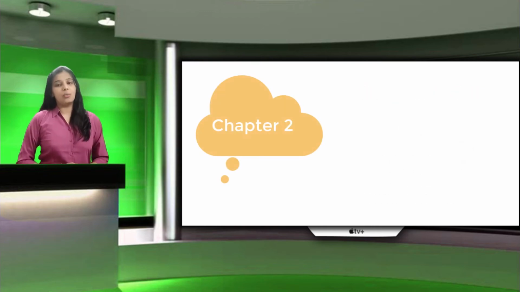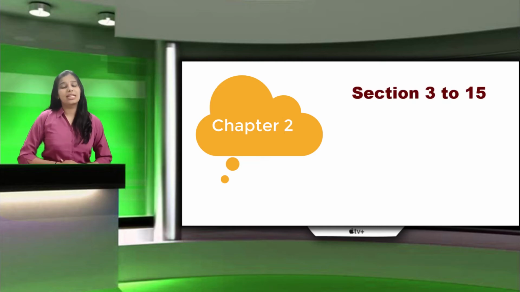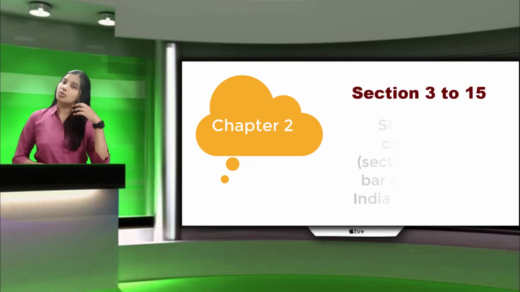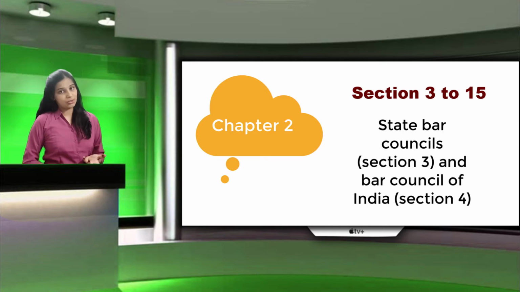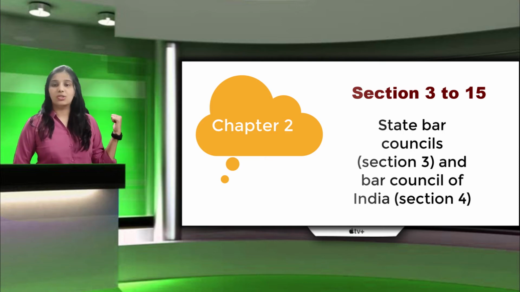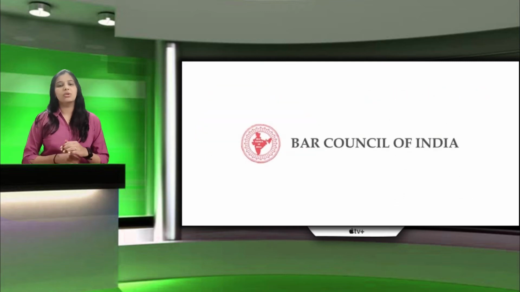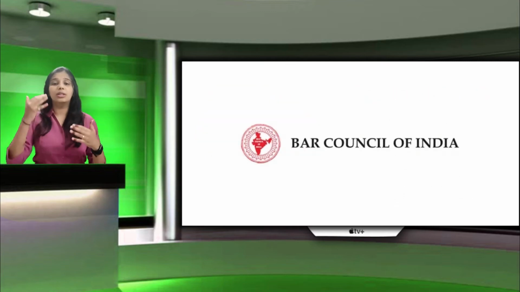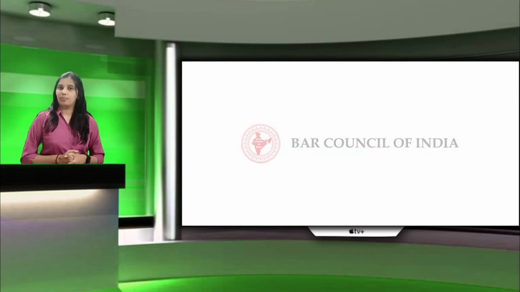Chapter 2, which is covered under sections 3 to 15, deals with the bar councils, which includes the state bar councils, that is section 3, and the Bar Council of India, section 4. You can see in the picture over here. Besides this, the chapter also defines the role, the power, and the functions of the bar council.